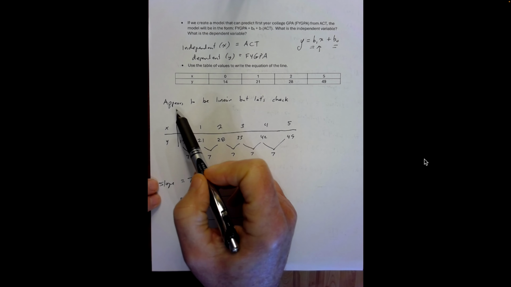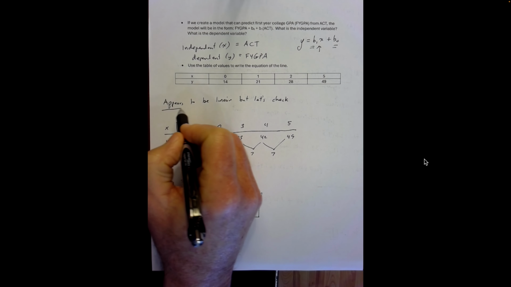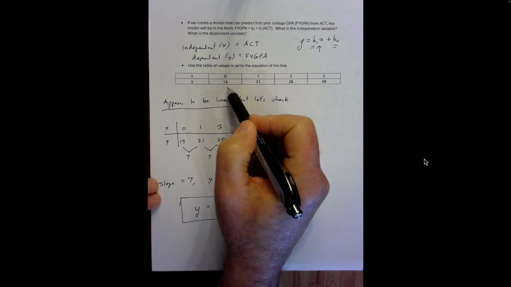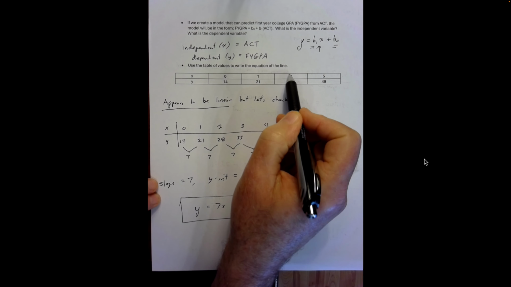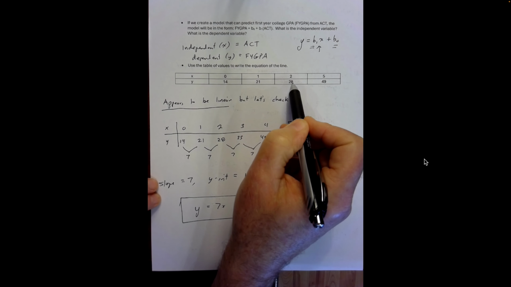Now, the next thing we run into is we have a table of values, and we want to write the equation of the line, assuming it's linear. So it appears to be linear. Now, why do I say that it appears to be linear? Well, when I go up 1 unit, notice I go up 7 units for the y. As I go up 1 unit, I go up 7 units in y.